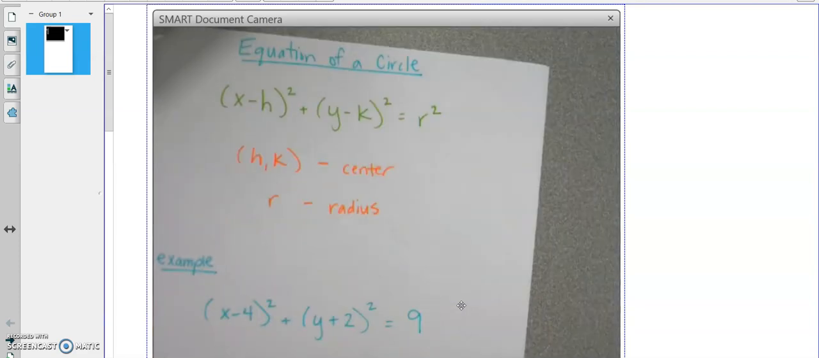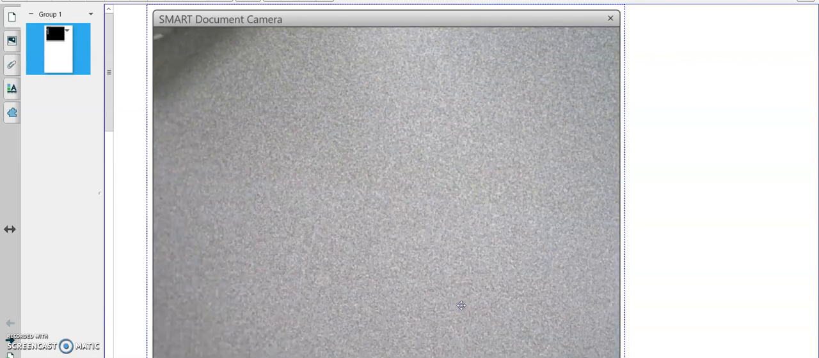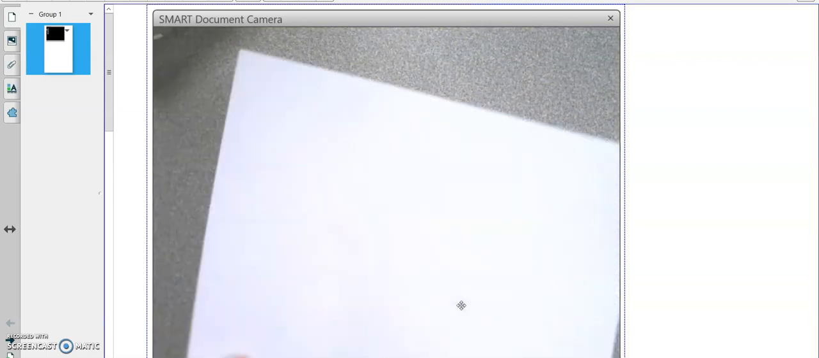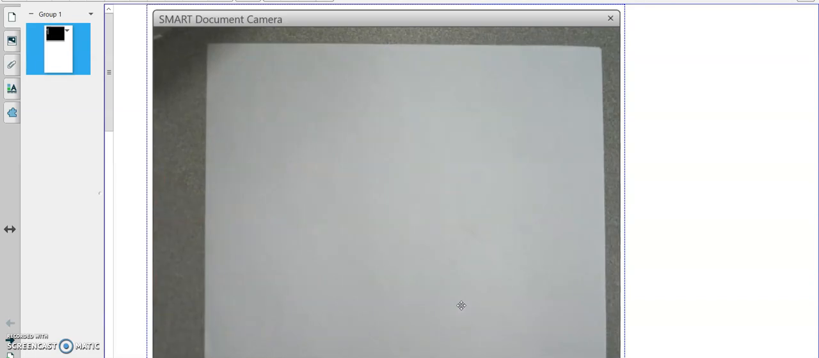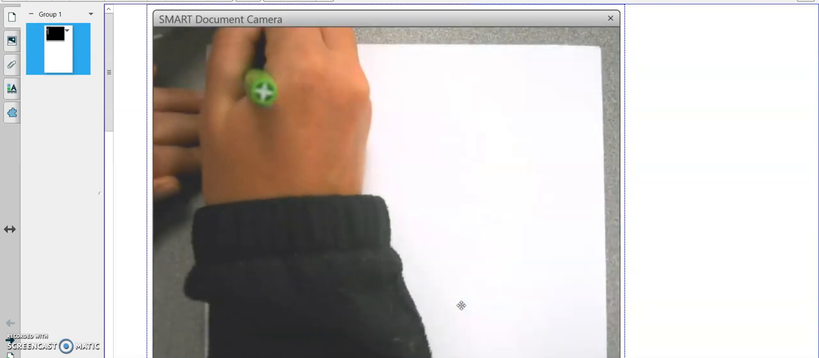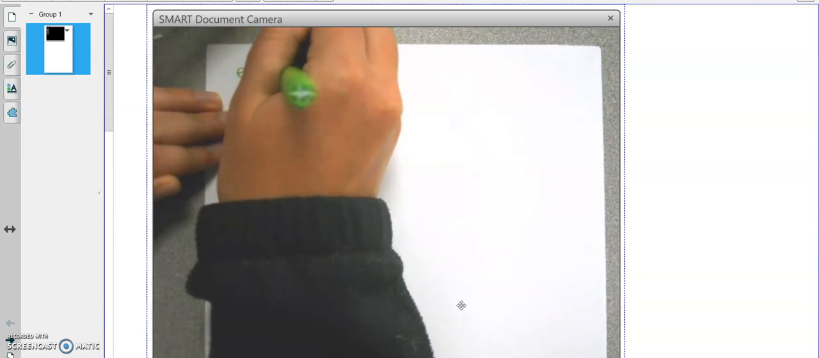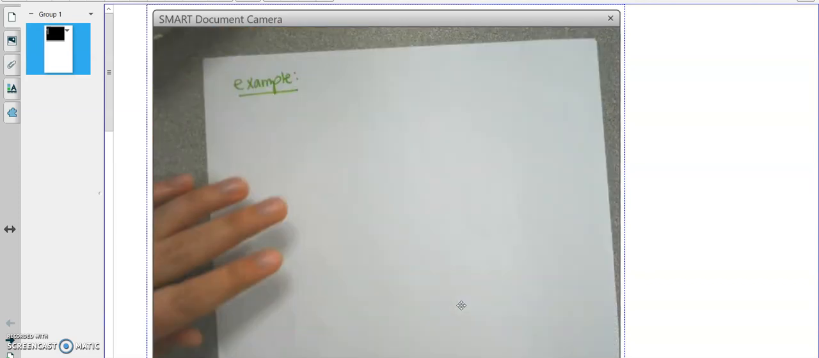Now I do want to show you there are some crazy ones out there. Let me just flip the page. So if you run into something that looks like this, make sure you write down the examples too, guys.